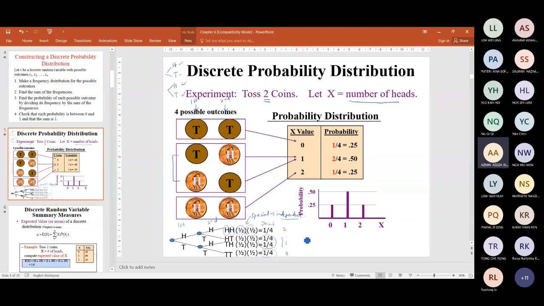Joint probabilities means, for example, probability of head and head. The first one here, probability of head and head. So you multiply half times half, you get 1/4. Probability of head and tail. Probability of tail and tail. So we just multiply like this, and you get the value here.